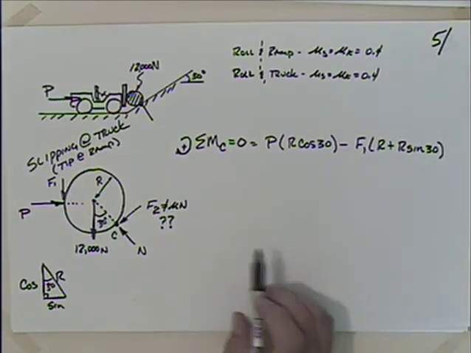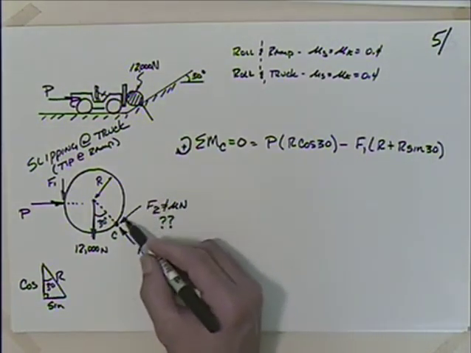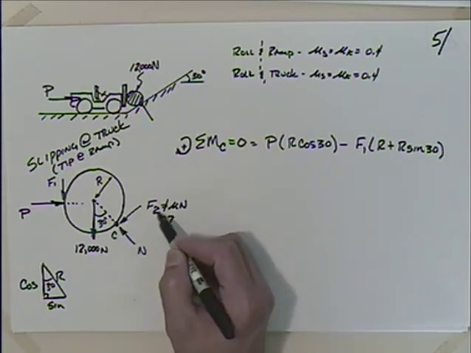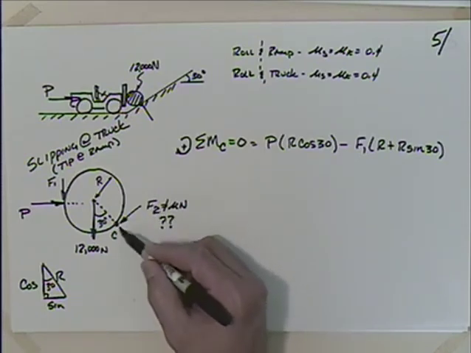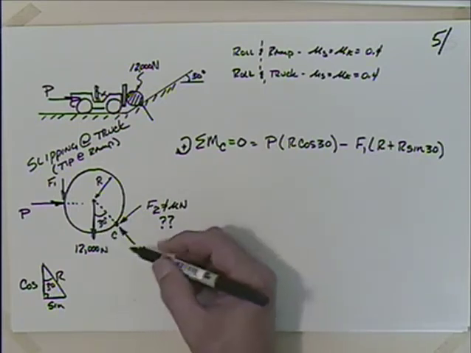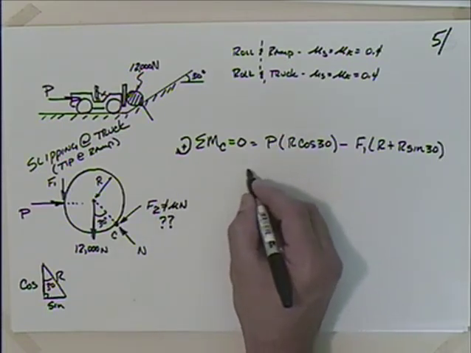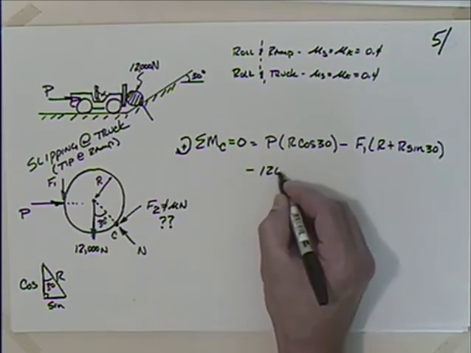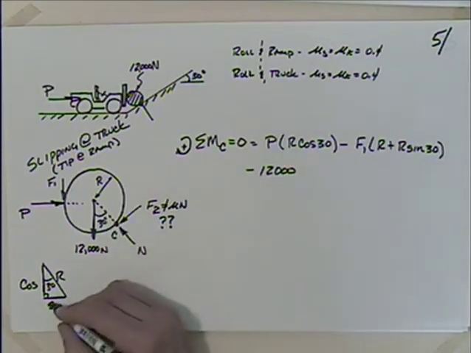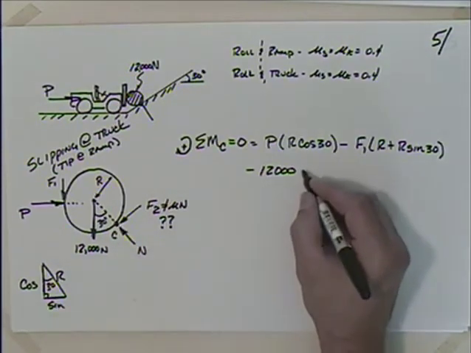Okay, and then what else do I have? This F2 intersects that point. That's good because I don't know F2. I don't want to deal with that. And I don't know it. So that intersects that point. So this is a great point to sum the moment about. But I do have this 12,000. So I should subtract off 12,000 times what? R sine 30?